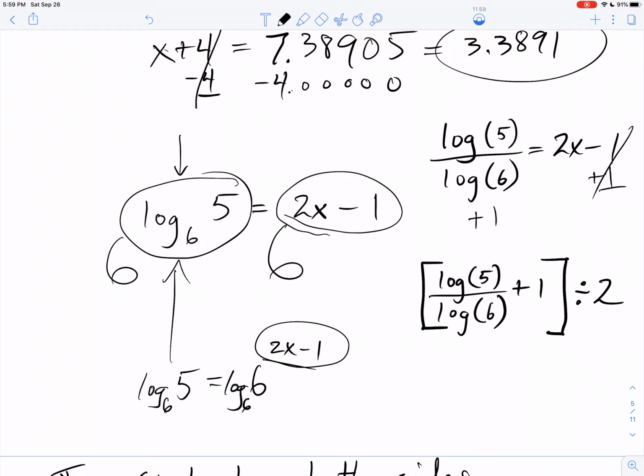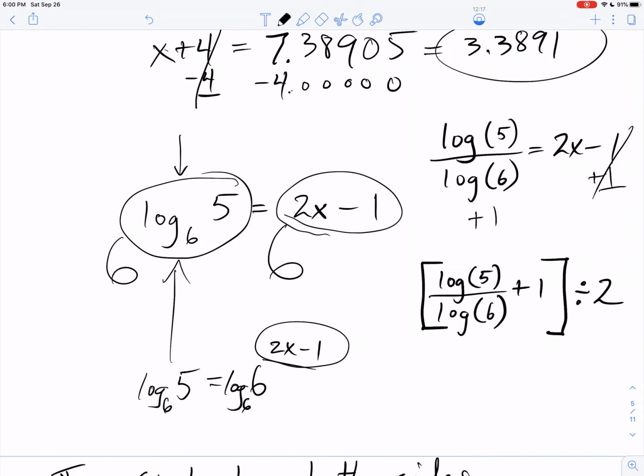But I got to tell you, I would just do it a little at a time. Poco a poco, they say. I would say log 5 divided by log 6. What do I get? I get an answer. What am I going to do with that answer? I'm going to add 1 to it. What am I going to do with that result? I am going to divide it by 2.